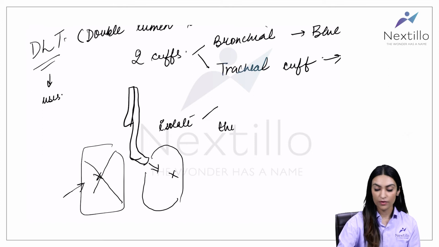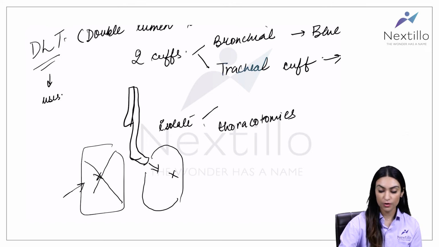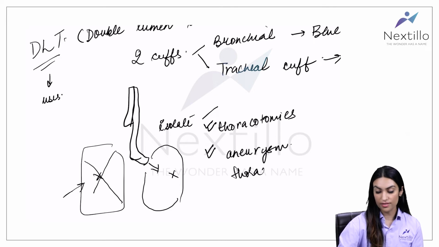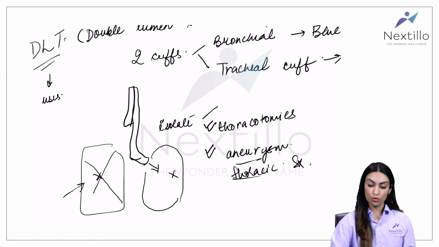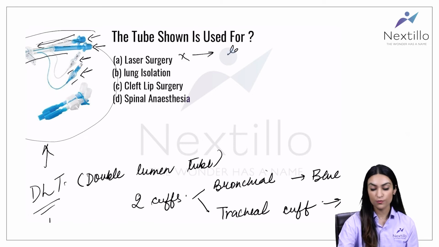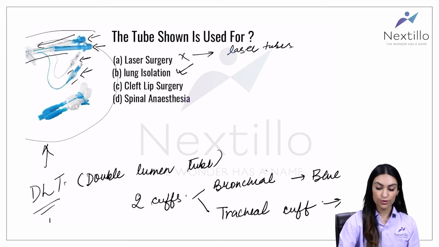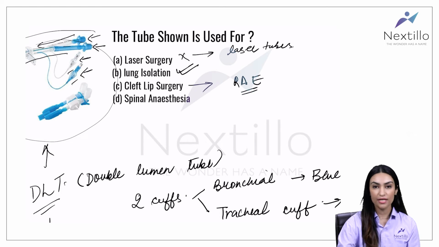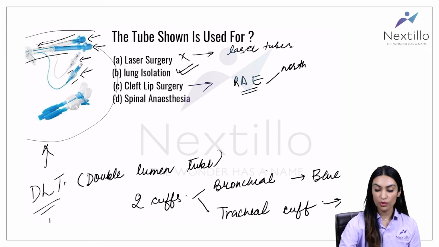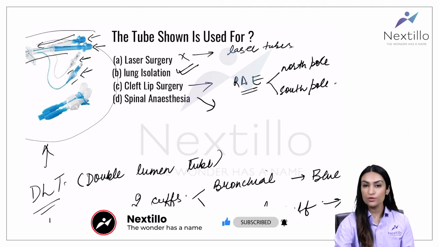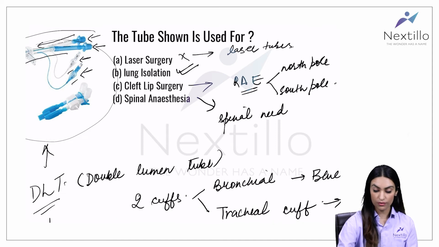So in thoracotomies, you can use it. In aneurysm surgeries. These are the surgeries where you use it. Of course, it's not used in laser surgery. For laser surgery, we have special tubes, laser tubes. Lung isolation surgeries is where you use it. Cleft lip and palate, no. For cleft lip and palate, you have separate tubes, which are the RAE tubes, in which you have North Pole and South Pole tubes. And for spinal anesthesia, you do not use tubes, you use a spinal needle, or the Quincke's needle.